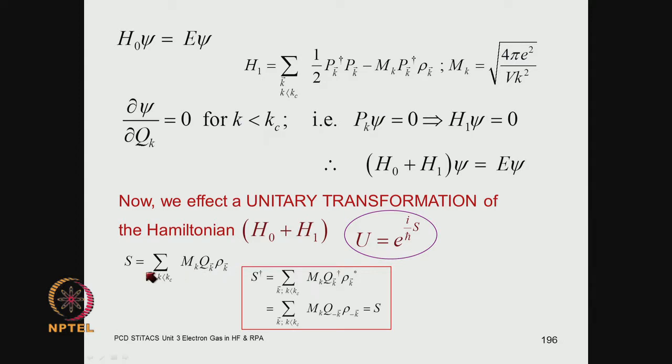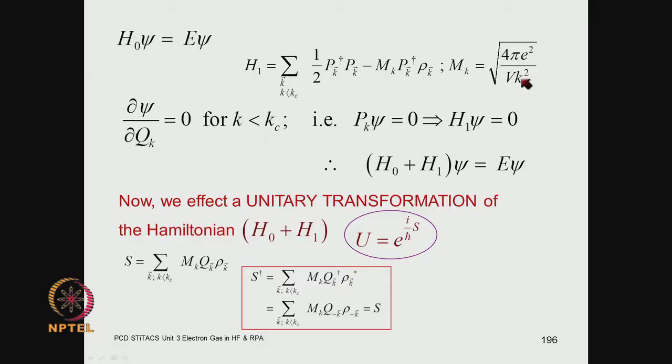What is S dagger? Find out what is the adjoint of this. So, you have got mk, qk dagger, rho k star, and this S dagger, because qk dagger is the same as q minus k, rho k star is the same as rho minus k, and mk and m minus k are the same, because notice that mk depends on k in the quadratic term in the denominator. So, this denominator k square is the same irrespective of the direction of the vector being plus k or minus k, because only the square of its magnitude is coming here in the denominator.